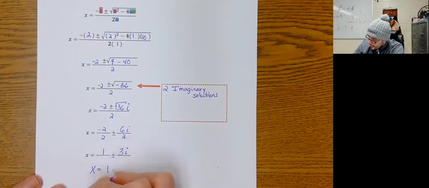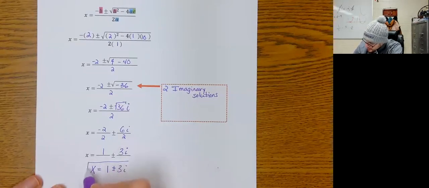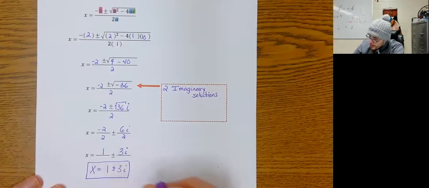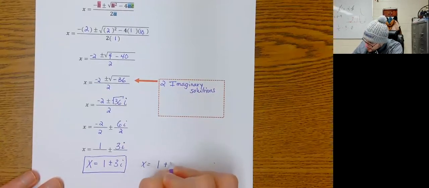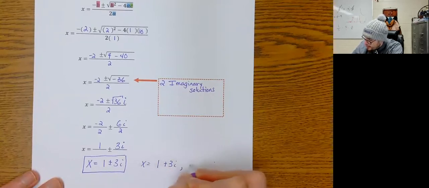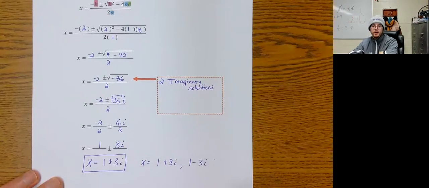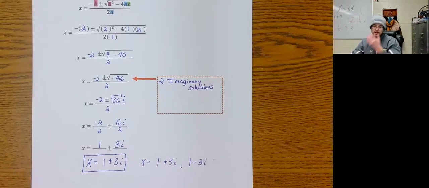x equals 1 plus minus 3i. That is the answer. Now, it is okay if you do x equals 1 plus 3i, comma, 1 minus 3i. All right. And you might see this. These are called complex numbers. Why are they called complex numbers? Well, we got a real number combined with an imaginary number. Seems pretty complex to me.